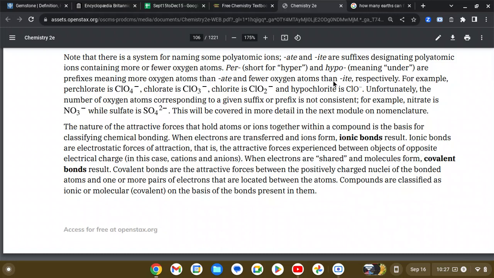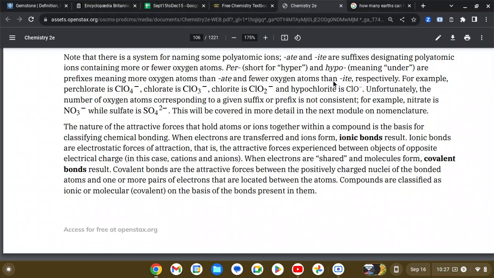The nature of the attractive forces that hold atoms or ions together within a compound is the basis for classifying chemical bonding. When electrons are transferred and ions form, ionic bonds result. Ionic bonds are electrostatic forces of attraction, that is, the attractive forces experienced between objects of opposite electrical charge, in this case, cations and anions.